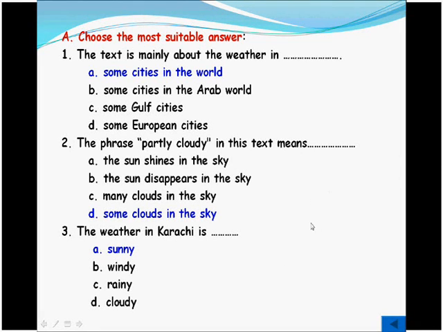Excellent. So in order to answer such questions correctly, we have to look at some of the key words in the question. Again, we have to look at the text, scan the text, look for the key words which I'm looking for in the text, and then try to find the suitable answer. Let's say in number 1 we have mainly about the weather. And then in number 2 we have partly cloudy and then meaning. And in number 3, the weather in Karachi. So these are the key words in each question. Very good.